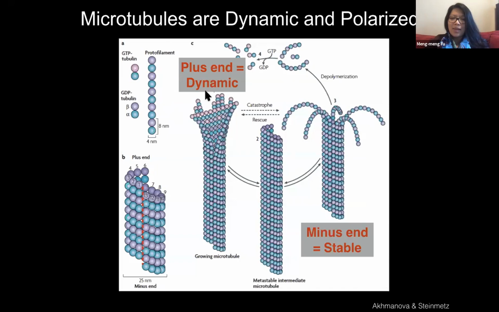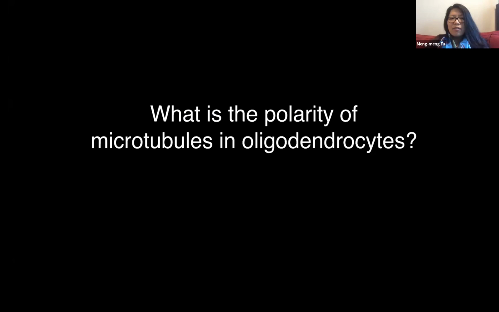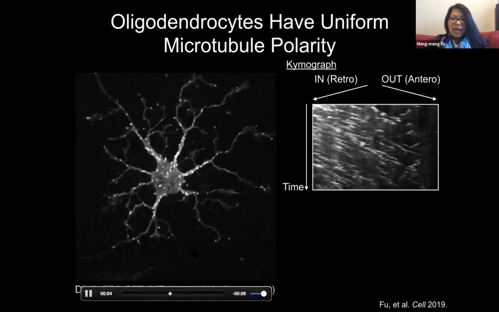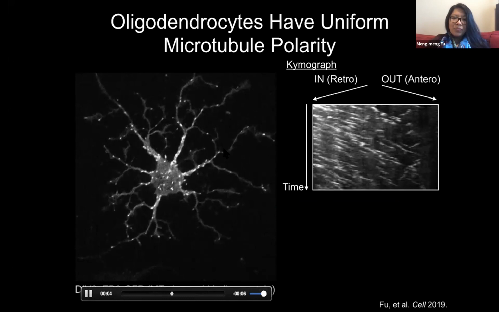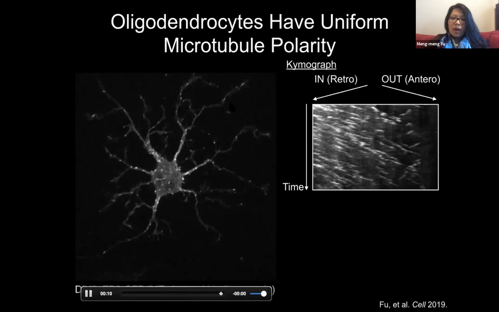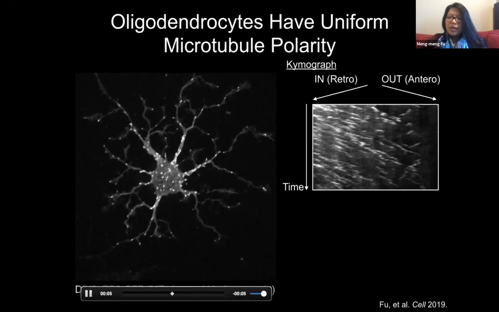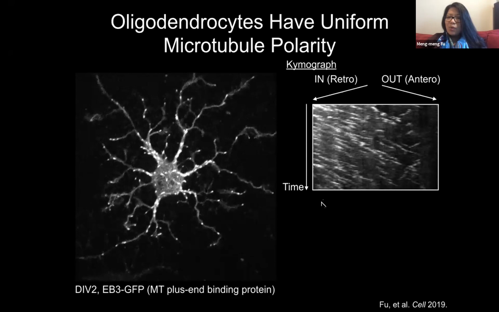To do that, I used a protein called EB3-GFP to look at the polarity. One of these movies looks like this. This is a cell that's been cultured from primary cells, and you can see these growing dots or comet tails. The majority of them, if you look along any of these processes, are directed away from the cell body. We can represent this type of motion in 2D with a kymograph. A kymograph has time on the y-axis and distance away from the cell body on the x-axis.